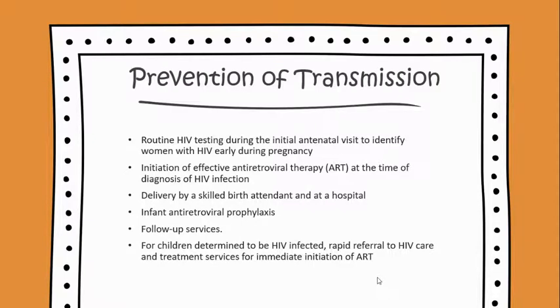Prevention of transmission: routine HIV testing during the initial antenatal visit to identify women with HIV early during pregnancy. Initiation of effective antiretroviral therapy at the time of diagnosis of HIV infection. Delivery by a skilled birth attendant and at a hospital. Infant antiretroviral prophylaxis. Follow-up services.